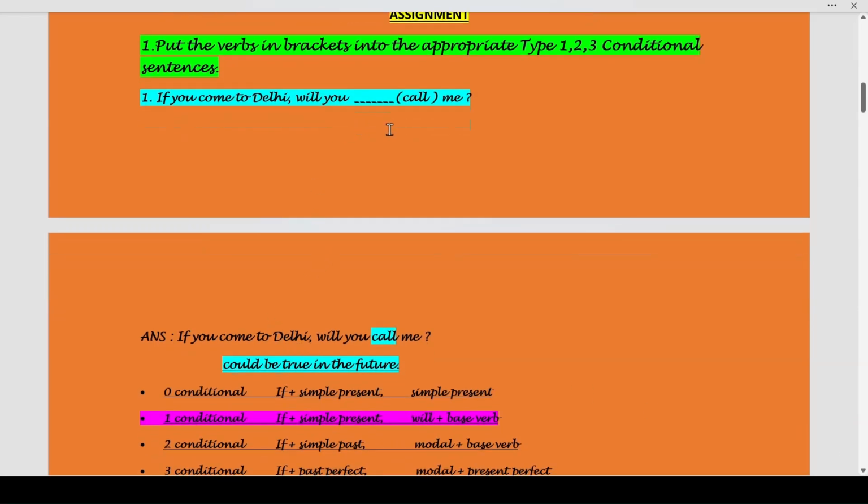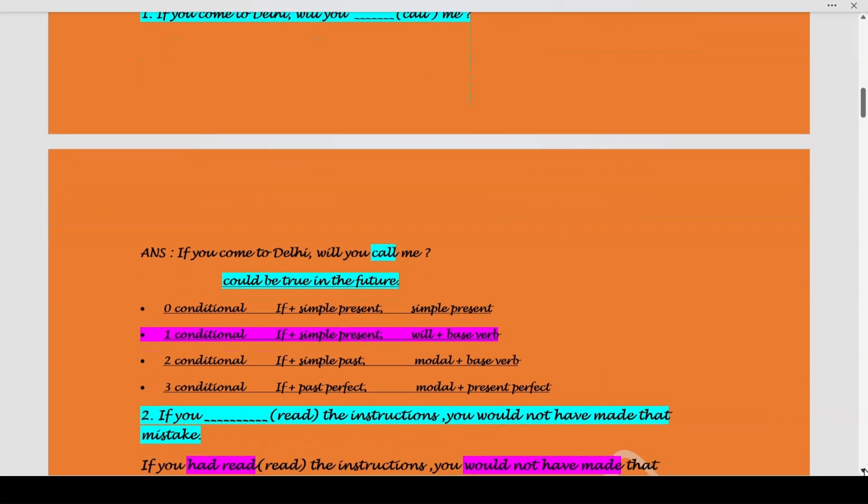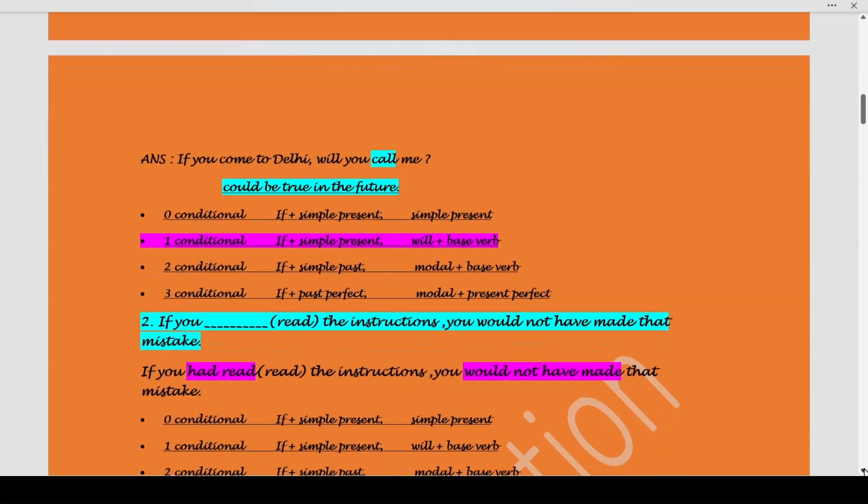If you come to Delhi, will you dash call me question mark. Now, the first part of the sentence, if you come to Delhi, does it make any sense? No. But I am joining this sentence with will you call me. Now, what is the type of conditional sentence over here? Now, if you come to Delhi, will you is given. So, it is presenting a situation which could be true in the future.